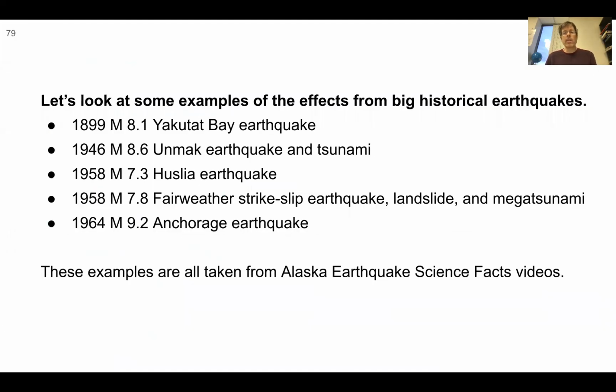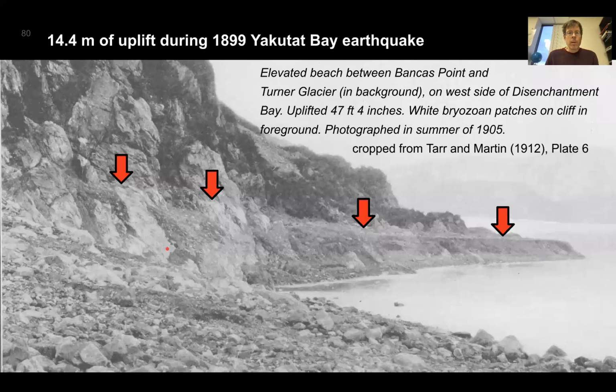So let's look at some of the examples of the effects from these big historical earthquakes. We'll just show some highlights: 1899, 1946 Unimak, 1958 Huslia, 1958 Fairweather strike-slip earthquake, landslide, mega tsunami, and 1964. These examples are all taken from the Alaska Earthquake Science Fact videos. So this is really just a preview for what we'll dive into deeper during those.